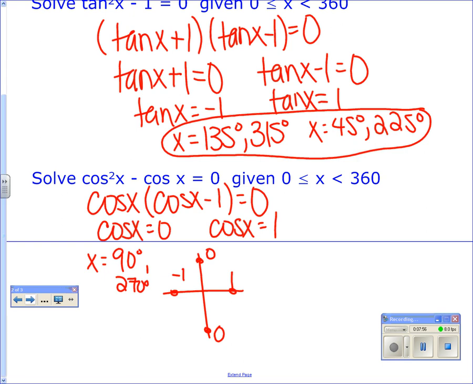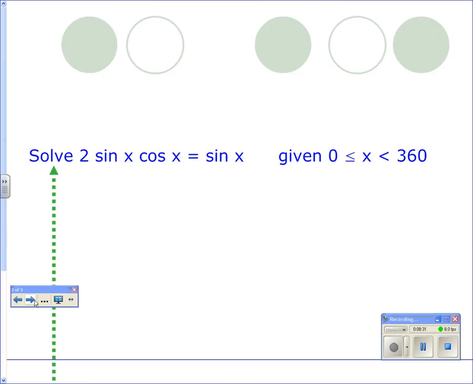Does that make sense? So those are part of your answer. When is cosine equal to 1? At 0 degrees. Why do we not put 360? It's less than 360. Because that's the only point where you would have 2 possible answers for the same angle, at 0 and 360. So those are your 3 answers. Does that make sense? Any questions there? Okay.